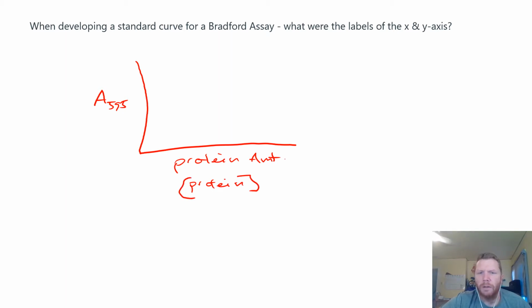I noticed that a handful of people said, oh, well, micrograms of protein, and then for concentration, they'd say something like milligrams per milliliter. I didn't dock points or anything for either of those offerings, or I'm sorry, for not putting units or anything like that. But basically, those are the things that I was looking for. So my y-axis is going to be labeled A595, and my x-axis is going to be protein amount or protein concentration.